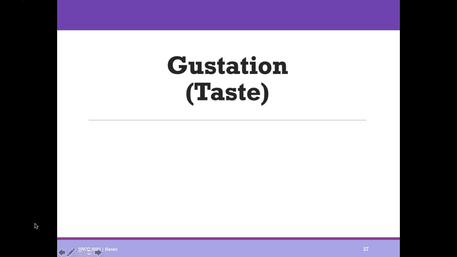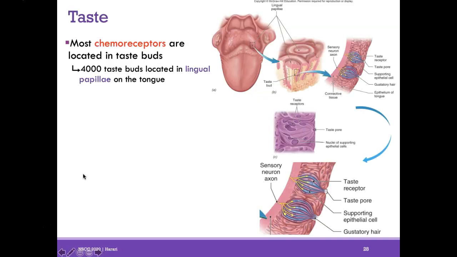So now we'll talk about taste. So this is a good time to pause before we go on. So now we'll talk about gustation, and the types of receptors responsible for gustatory responses are chemoreceptors. And we have chemoreceptors located on our taste buds in the tongue.